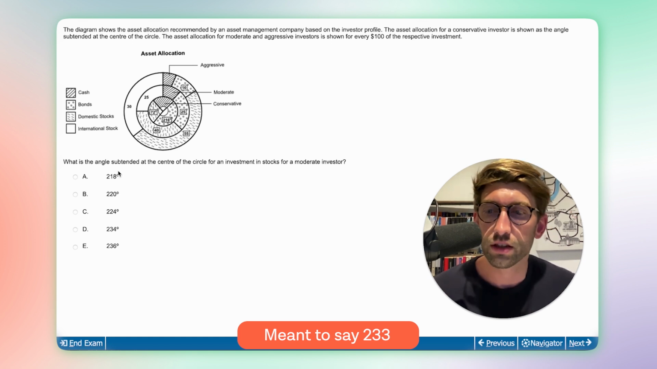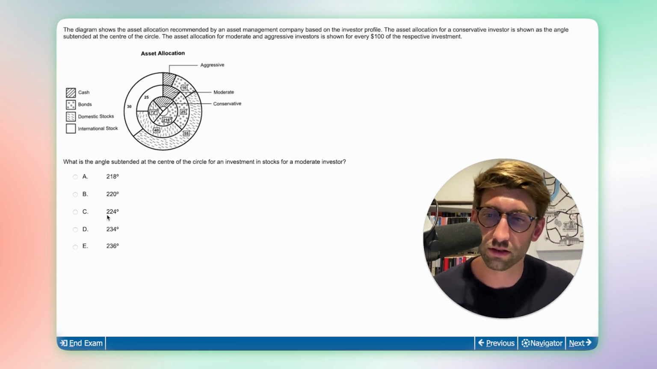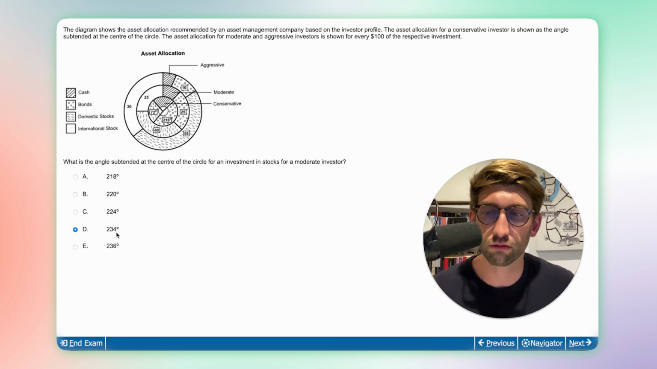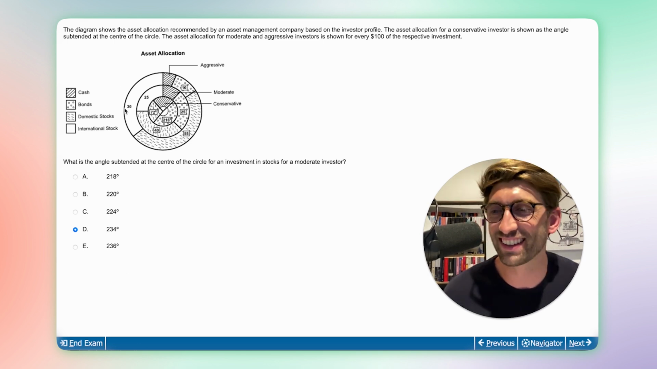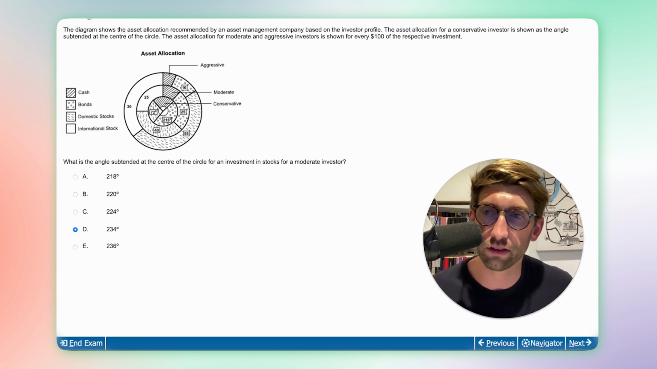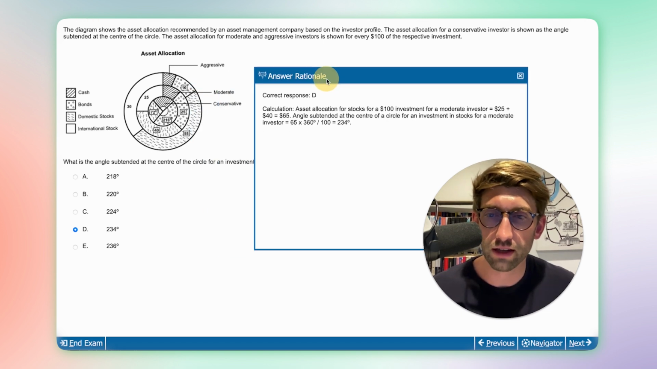234-ish, right? So then we look at the answers and we've got two that are close, but it's definitely the 234, the way that we're doing it with the rough method. I embarrassed myself in the previous one by making a bit of a hash of the question, so let's see if I can redeem myself. Let's have a look. Correct response D, brilliant.